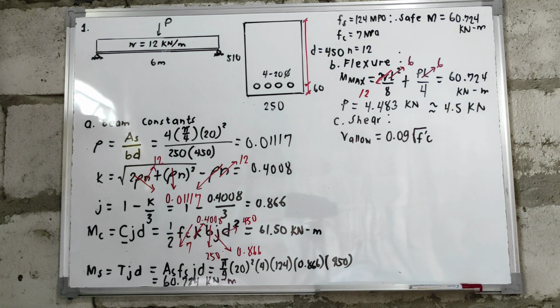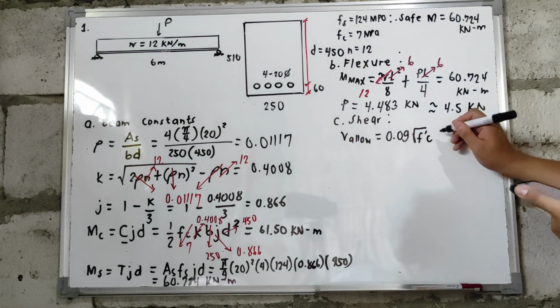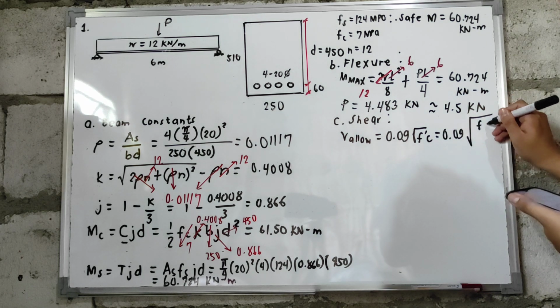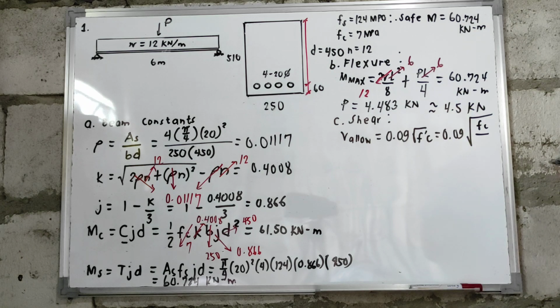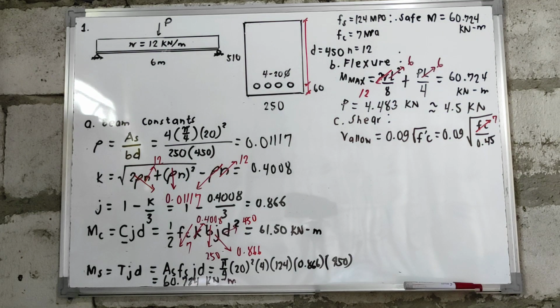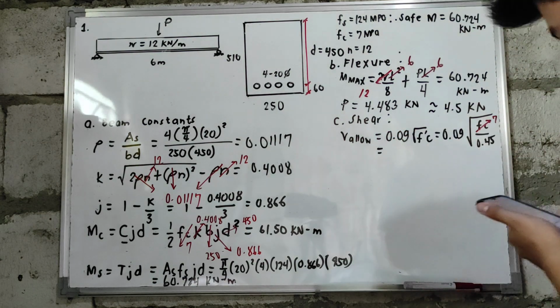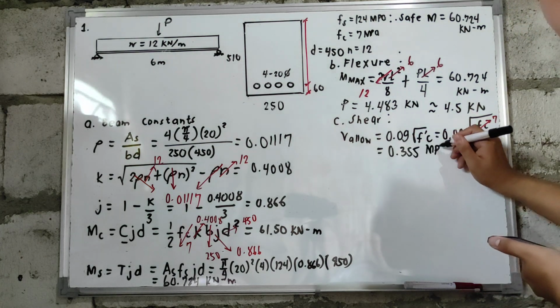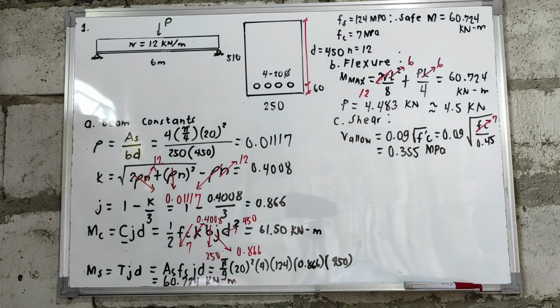So, yung formula natin, para makuha natin yung F prime C is 0.09. So, yung FC natin, i-divide lang natin yan by 0.45. So, yung FC natin, that is equal to 7. So, palitan lang natin to ng 7 megapascal. So, you have a value of your V allowable, which is now equal to 0.355 megapascal or Newton per mm squared.